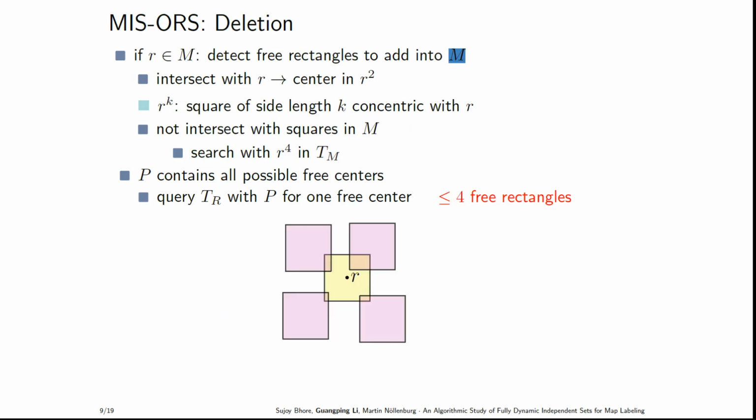And by a simple packing argument, a unit rectangle can have at most 4 independent neighbors. So this process will be repeated at most 4 times. And overall, this deletion update is in sublogarithmic time.